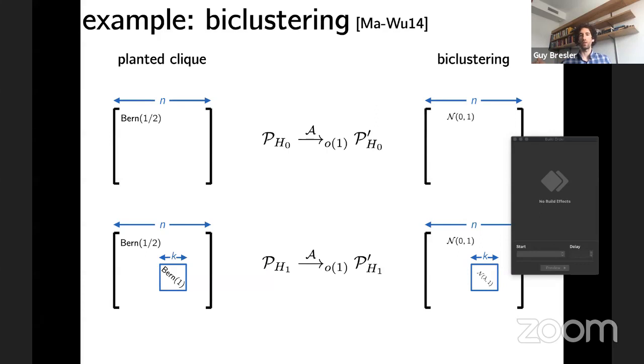Okay, so the notion of reduction that would allow one to conclude things about biclustering here is the one that we talked about, and you'd want to be mapping the corresponding null hypothesis to the null hypothesis of biclustering, and similarly for the alternative hypothesis.